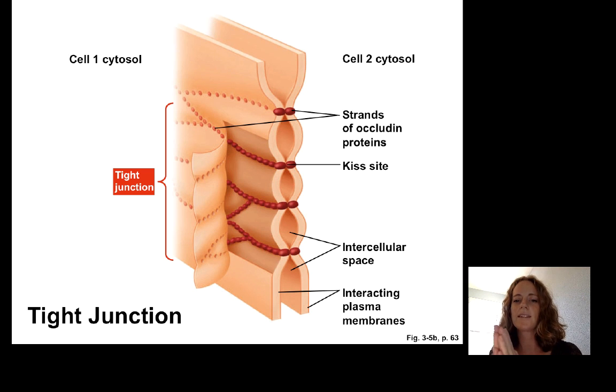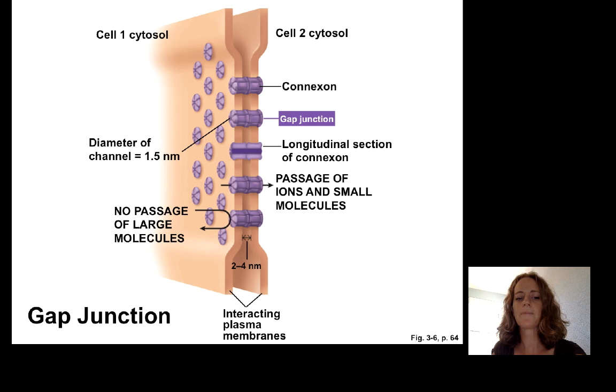And then here's a picture of the tight junctions. You don't need to worry about the kiss sites and the occludin proteins and everything that's labeled on here, but the idea here is that we have very, very tightly linked cell membranes from one cell to the next. And that's going to prevent any fluid from passing between cells. So that will create very tight barriers between these tissues.